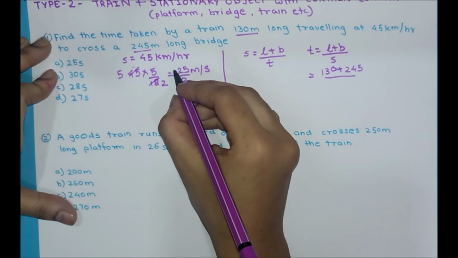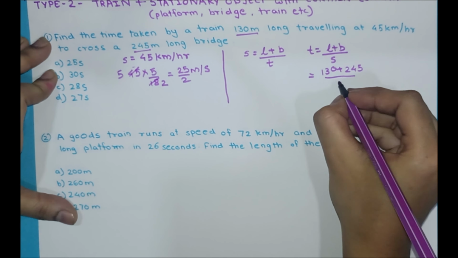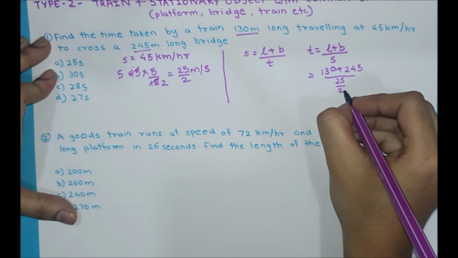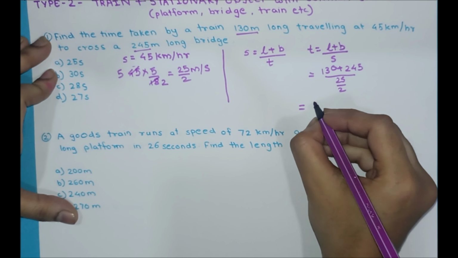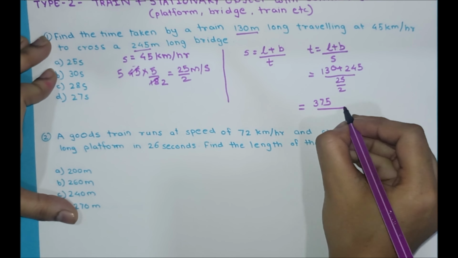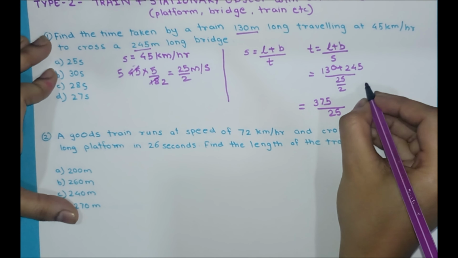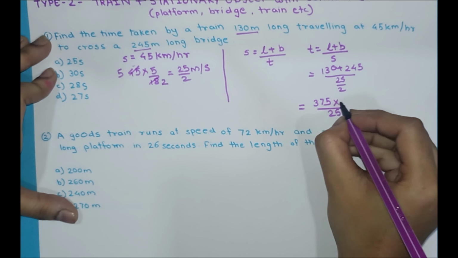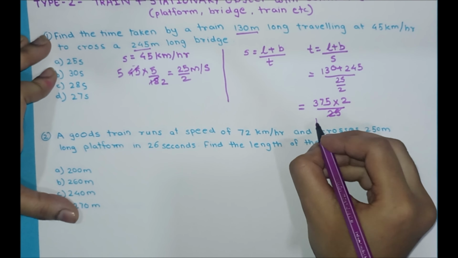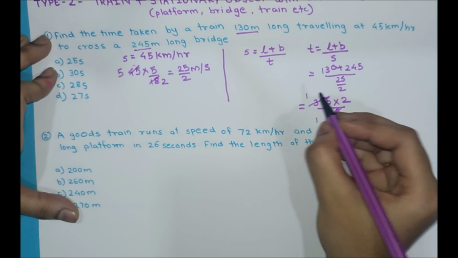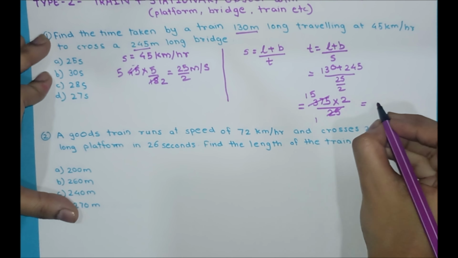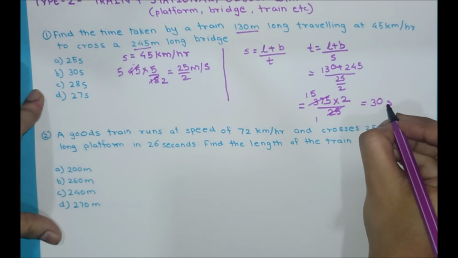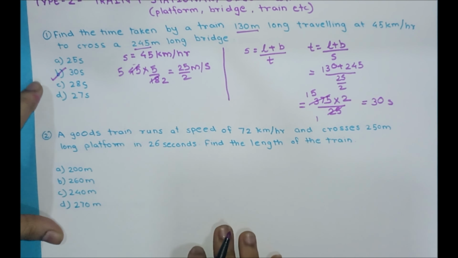And the speed that we found out was 25 by 2. So if we add this, we get 375 upon 25, and this 2 will go up and get multiplied. So it is 25 ones are, this is ones are, and 5s are. We get 15 into 2 as 30 seconds, which is your option B.